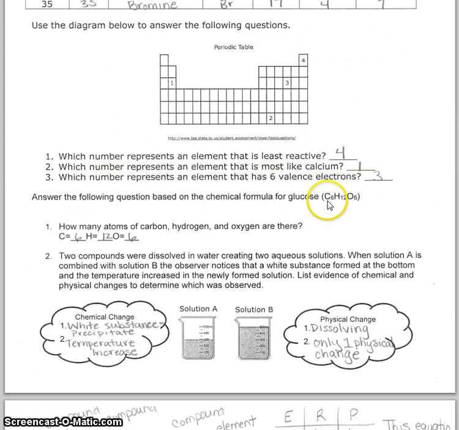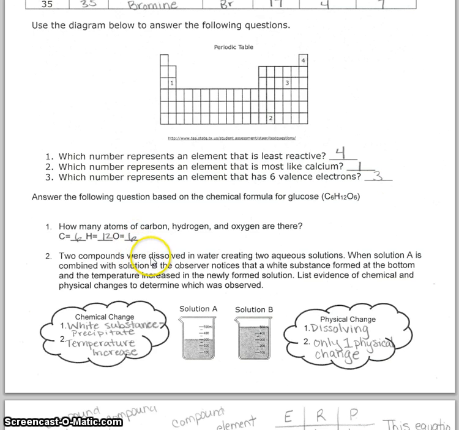The chemical formula for glucose is C6H12O6. This chemical formula tells me that there are 3 elements, carbon, hydrogen, and oxygen, and the subscripts tell me the number of atoms of each element. So how many atoms of carbon are there? Well, the subscript following carbon is 6, so there's 6 atoms of carbon. There are 12 atoms of hydrogen and 6 atoms of oxygen.